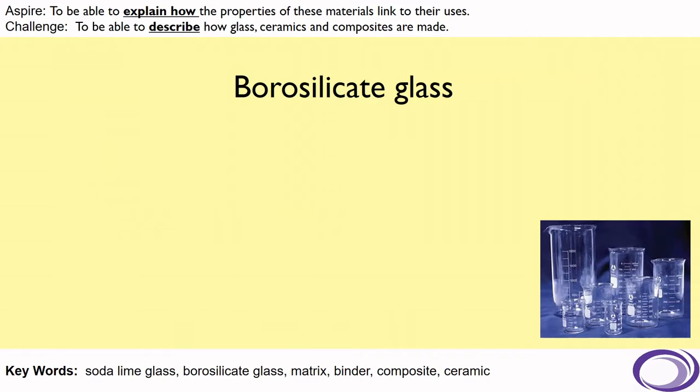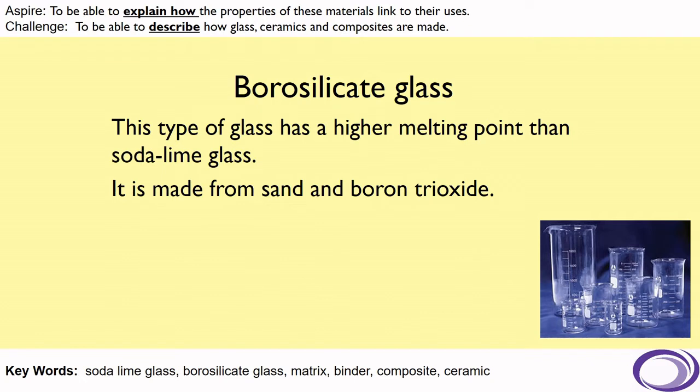Soda lime glass has a really low melting point, so it's frequently not very useful when you are heating something to a high temperature. So if you are doing that, you use a different type of glass. This is called borosilicate glass. It's made in the same method but with different reactants. So this type of glass has a much higher melting point and it's made from sand and boron trioxide.